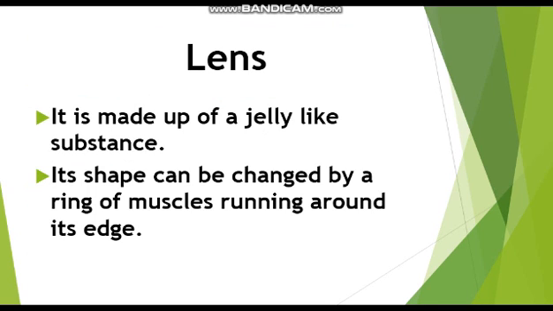Next part is the lens, that is jelly-like and present behind the pupil. It focuses the light the pupil takes in. Now the lens can change its shape because it has a ring of muscles that are running around its edge. And why is the lens changing its shape? Because it depends on the amount of light that hits it so that it can be focused.